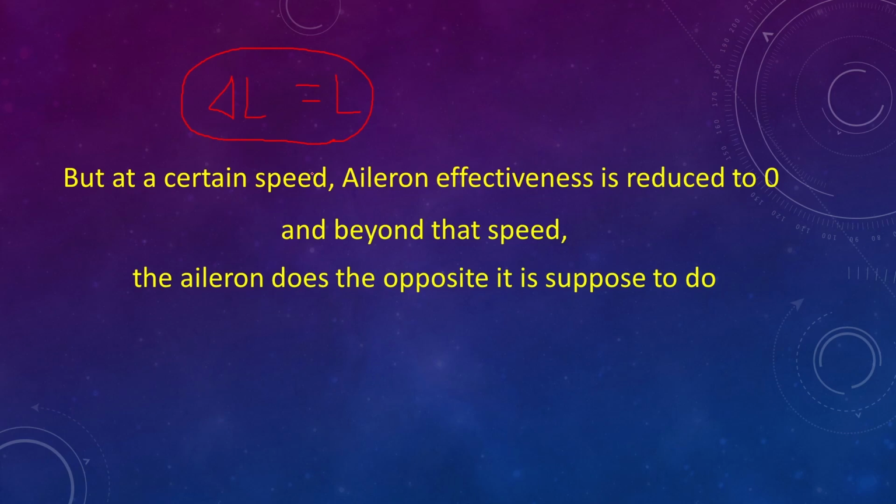And if we go beyond that, when delta L is greater than L, our aileron will do the opposite of what it is supposed to do, right? When delta L is greater than L, what will happen? We'll have a nose down pitching moment. In this phenomenon, when our aileron effectiveness is zero, we call it the critical aileron effective speed.